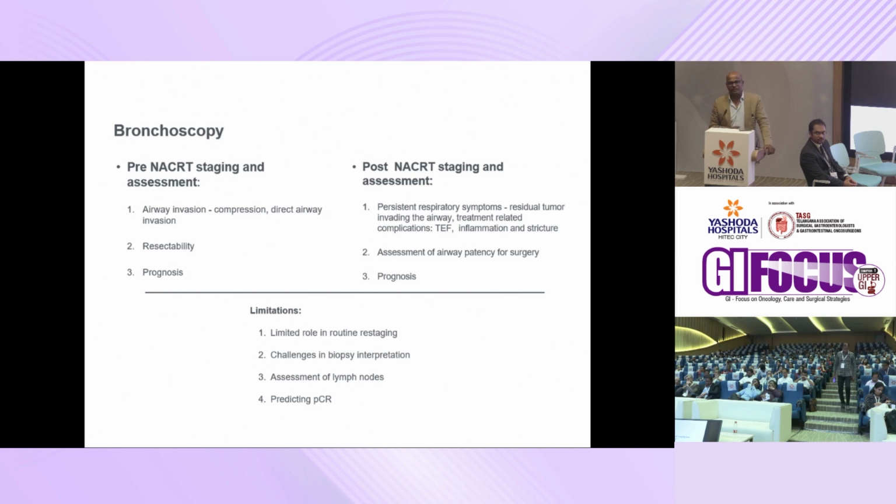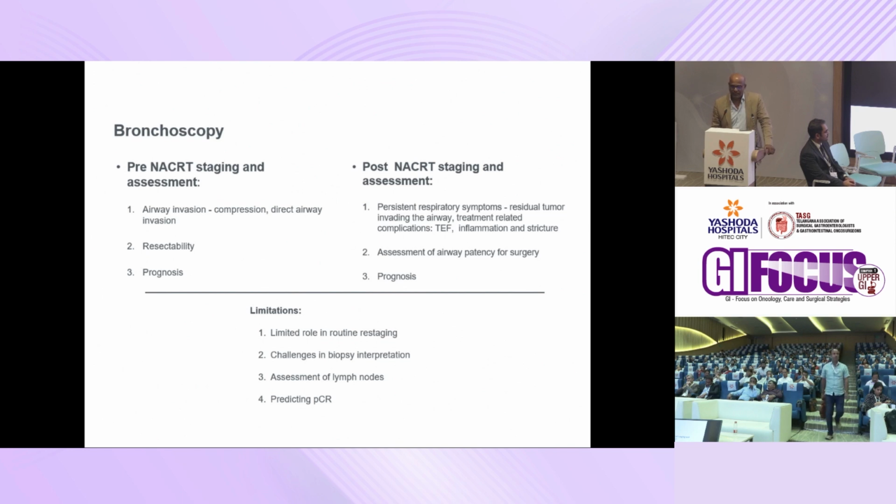Otherwise, when you have a close contact between the tumor and the tracheobronchial tree on imaging, axial imaging, we do a bronchoscopy. So what do we want to see on bronchoscopy? We want to see whether there is airway invasion. We have to look whether it is a compression or direct infiltration. And if needed, we take a biopsy to prove it. And then we have to assess the resectability post-NACRT. We do bronchoscopy in these cases.